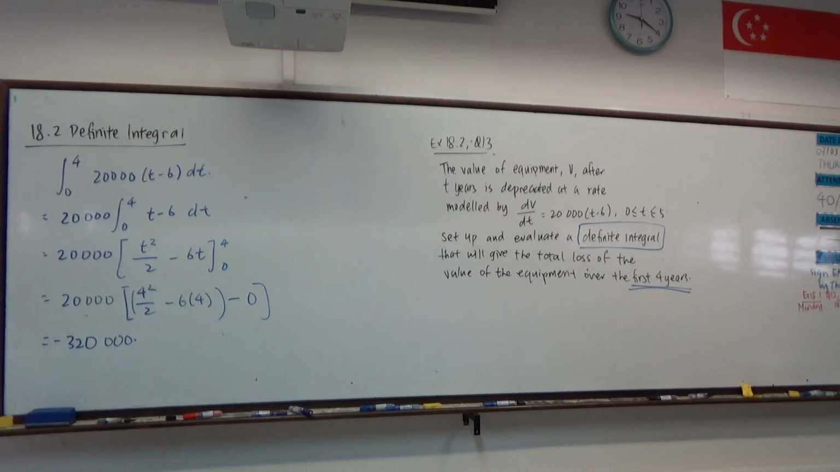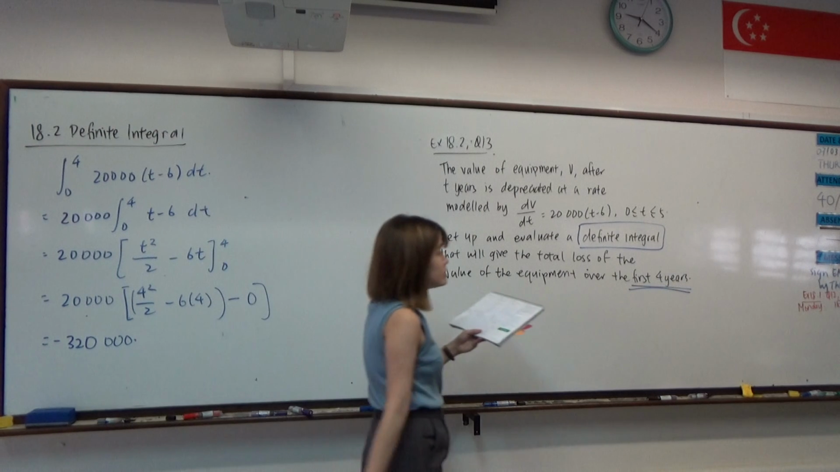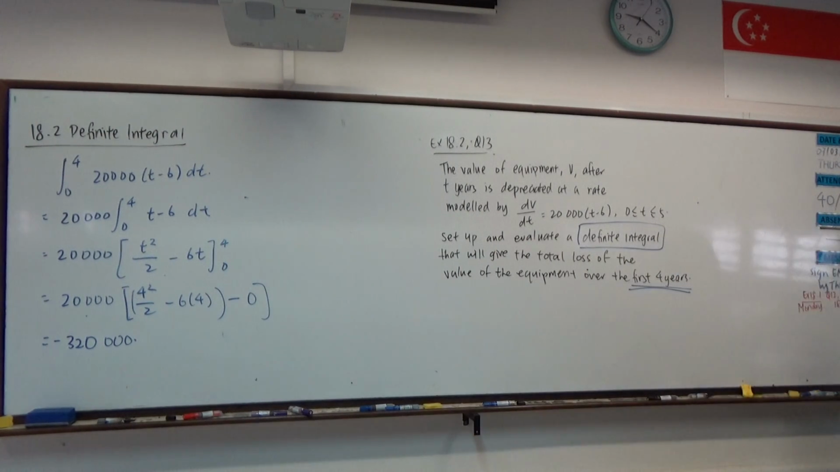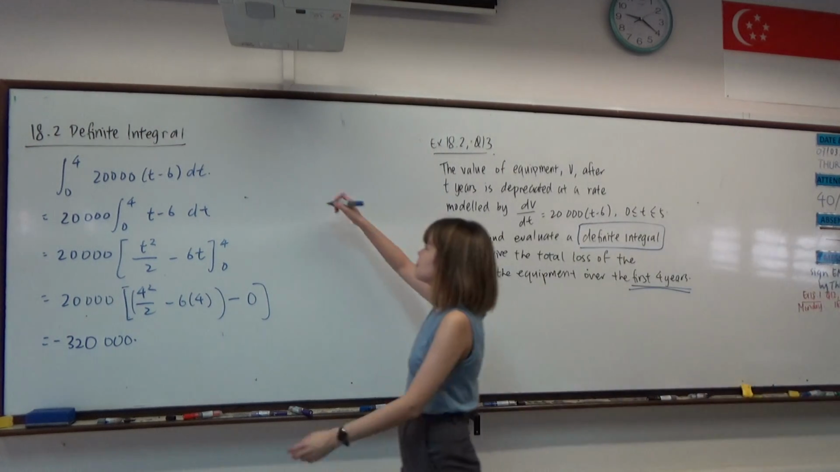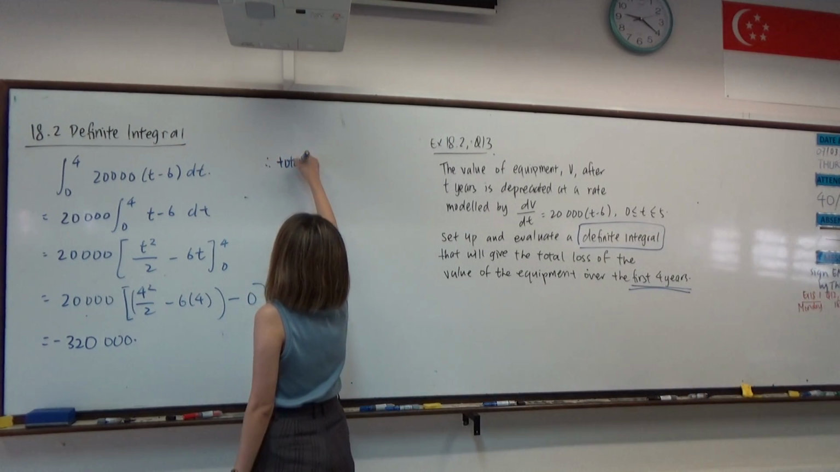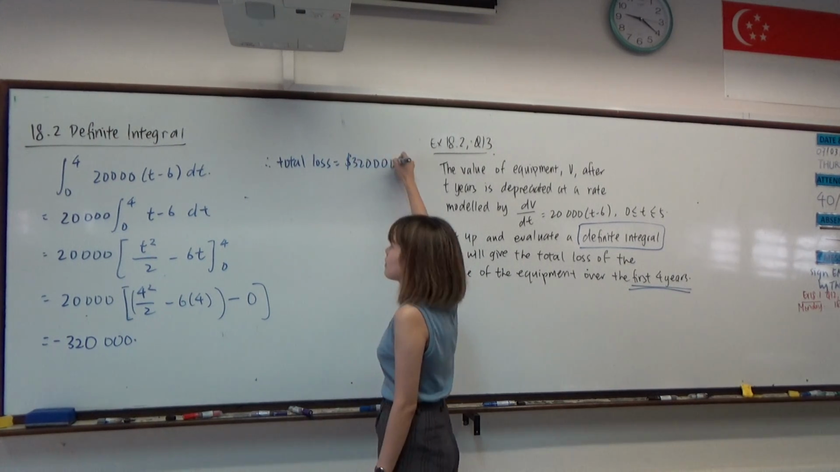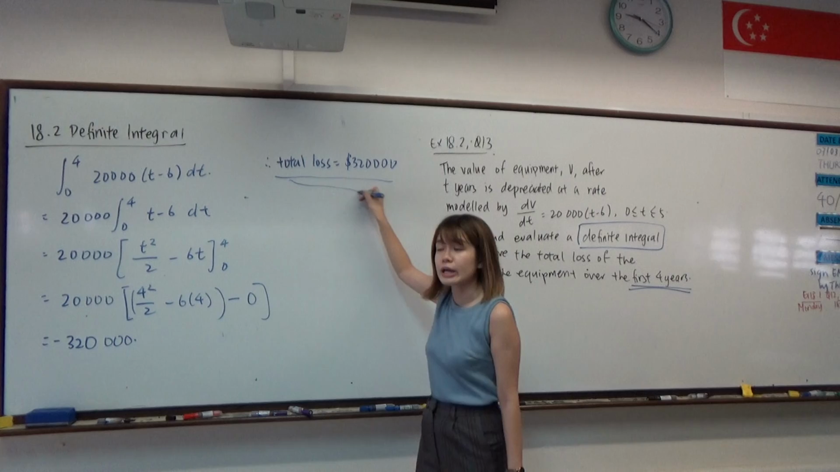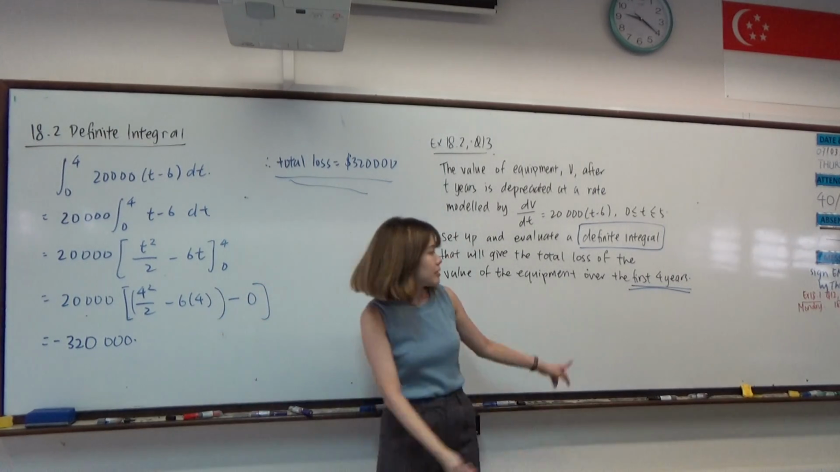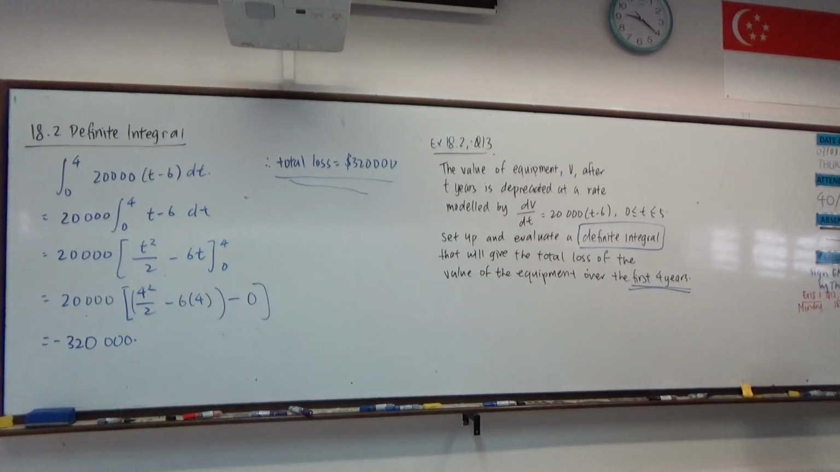Okay, and then we get the value negative 320,000. Since this is looking at depreciation, the negative expresses the loss. So therefore, total loss is equal to $320,000. You need to have the final statement. You cannot just give me the value itself, because you must answer the question according to its context.